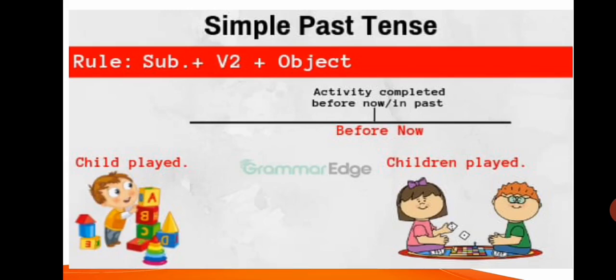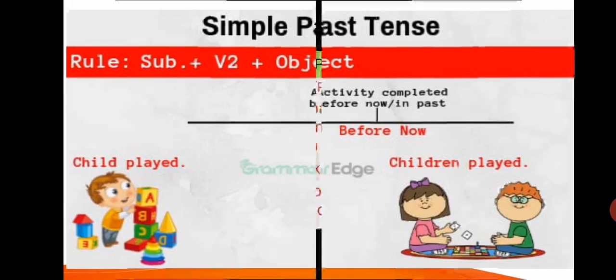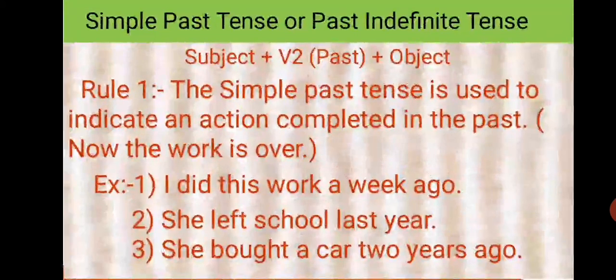So the rules are the same. Either it is a singular subject or a plural subject, we always use second form of verb. So the rule is subject plus second form of verb and object.